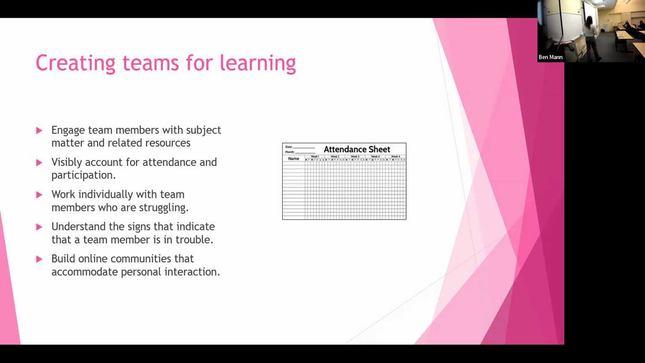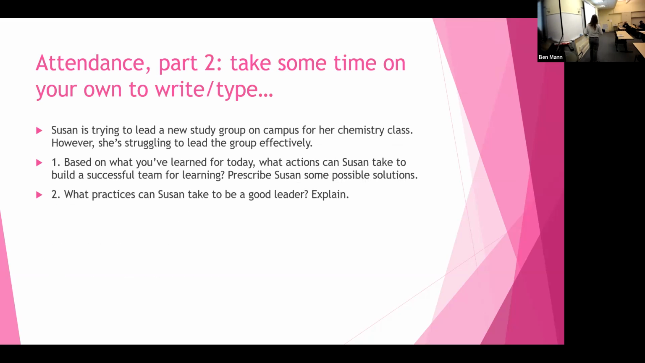So given some of the things that we hit on, what I want you to do as your second part of attendance for today is think about this scenario. So Susan is working on creating a new study group on campus for chemistry. Has a lot of big midterms and exams in chemistry. Who wants to create a good study group to work together? But the problem is, as a leader, she's having a difficult time making that group go.